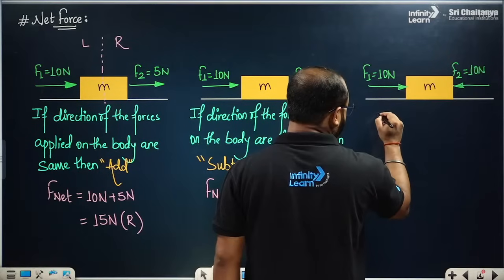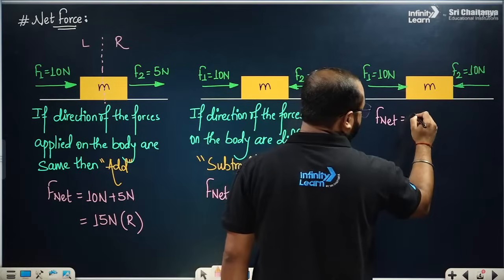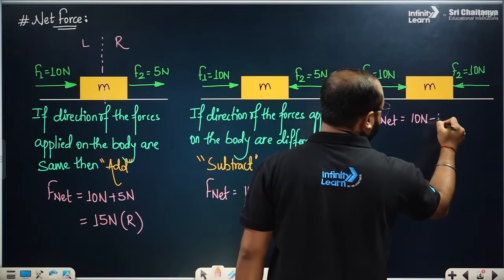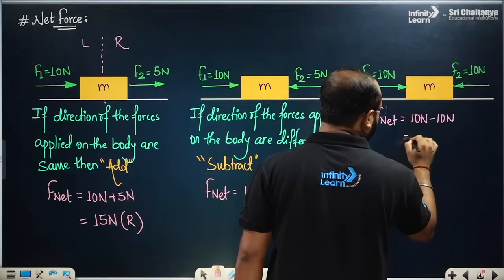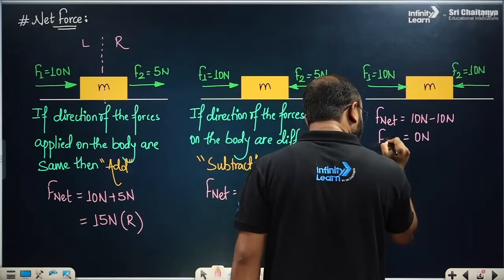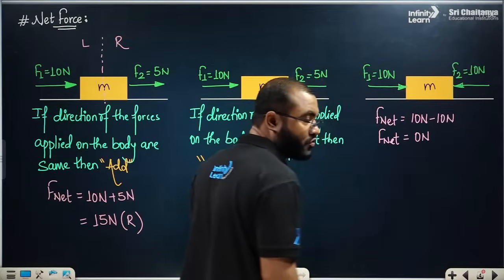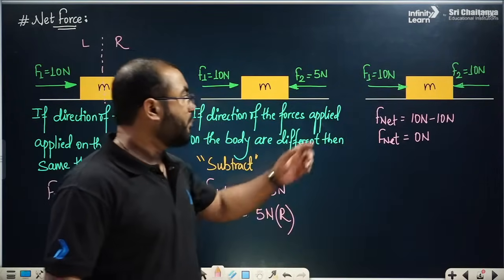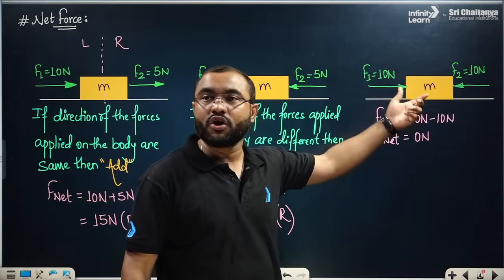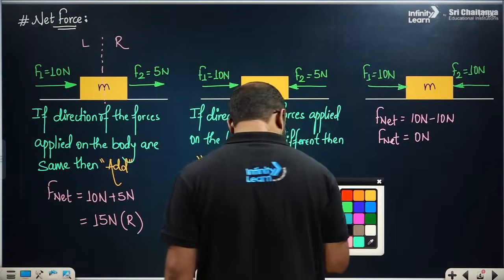So what will be the F net for this? It will be 10 Newton minus 10 Newton. That is going to be 0 Newton, everyone. Now, if F net, or the effective force acting on a body, is equal to 0 Newton, then the body is not going to change its state. Please do remember one thing.